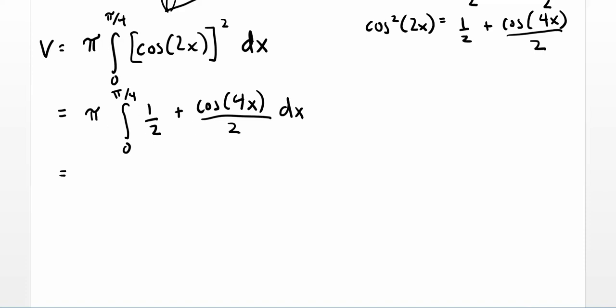We can pull this 1/2 out just to be a little clean. Pi over 2 integral 0 to pi over 4. Pull the 1/2 out of both terms, you're left with 1 plus cosine 4x.